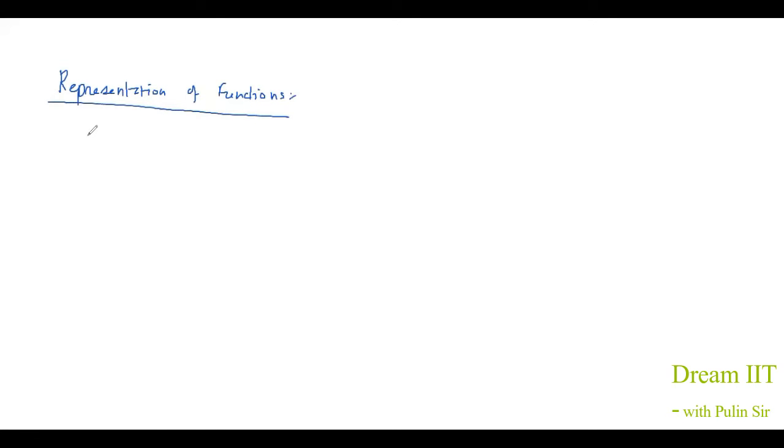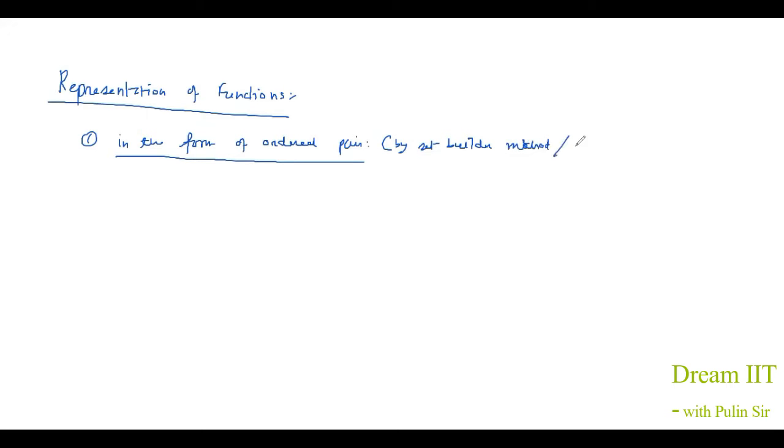The first thing is in the form of ordered pair. Ordered pair, in the form of ordered pair by set builder method. One is this, and the other is the tabulation method or tabular method or listing method, whatever you say. Both will be used, right? So if we represent a set like this, then how does it look like?